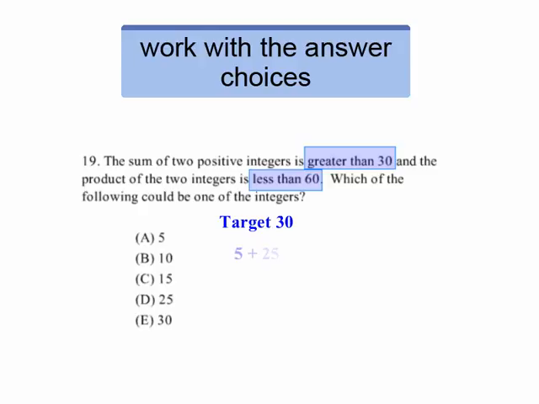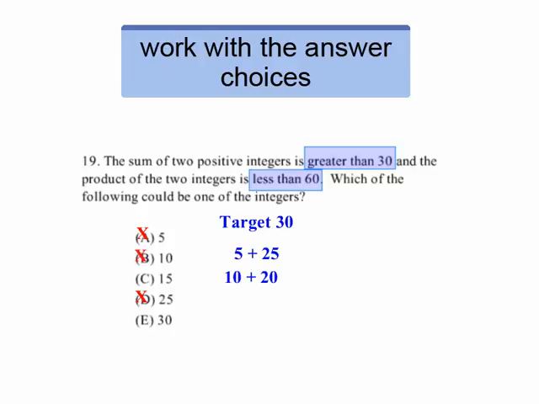In other words, we look at 5, we see that 5 plus 25 equals 30. But 5 times 25 is 125. So that's way past 60. So that eliminates A and D. If we look at 10, 10 plus 20 equals 30, but 10 times 20 is 200.